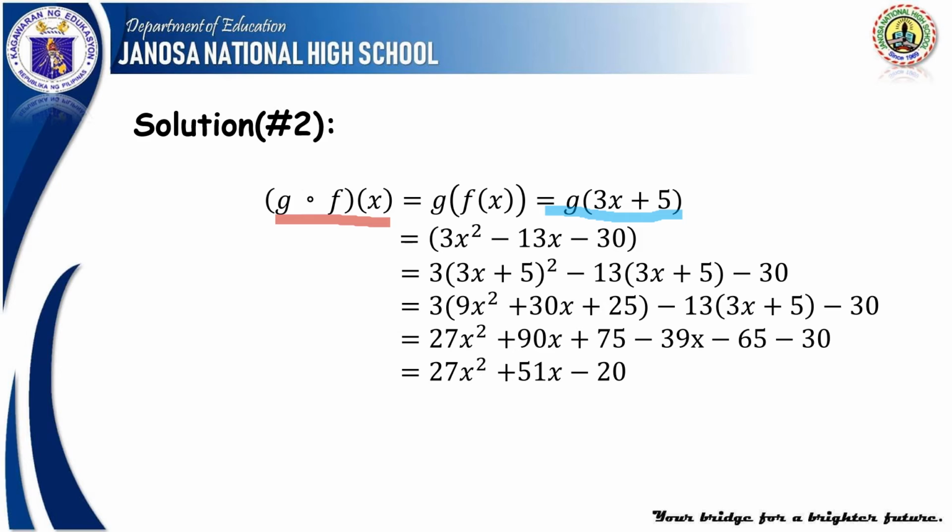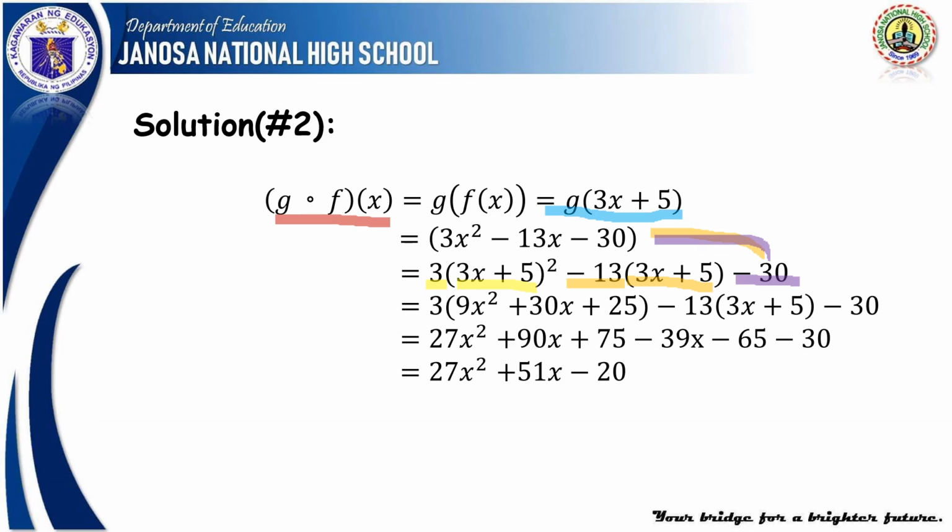So our g of x is equal to 3x squared minus 13x minus 30. Again, we replace x or substitute x by the value of 3x plus 5, which is the f of x. So 3, since we have x squared, we will also square 3x plus 5, minus 13. Again, we have another x, so substitute or replace it by f of x, which is 3x plus 5, and copy the last term, which is minus 30.